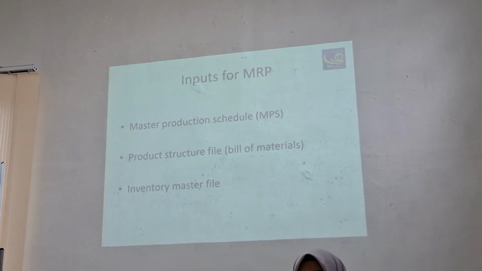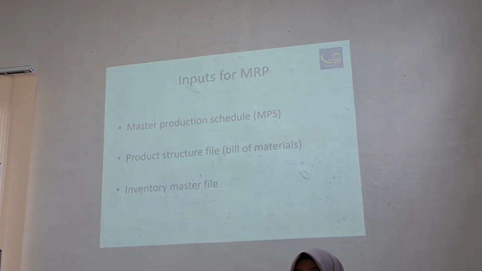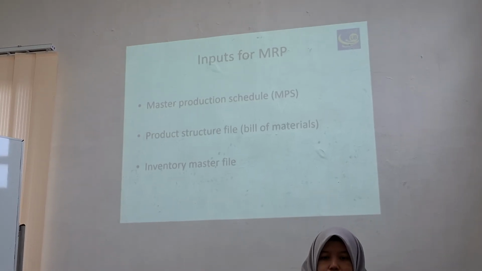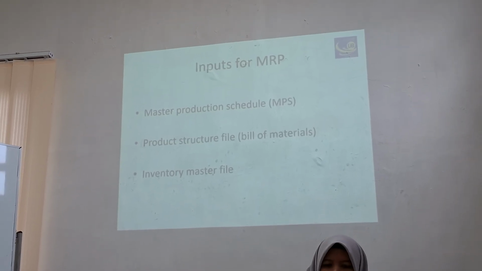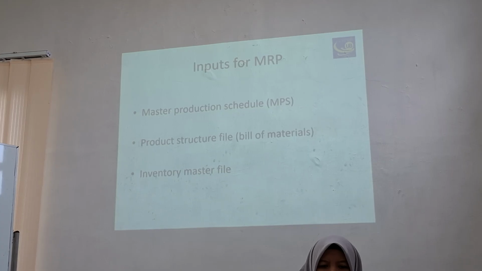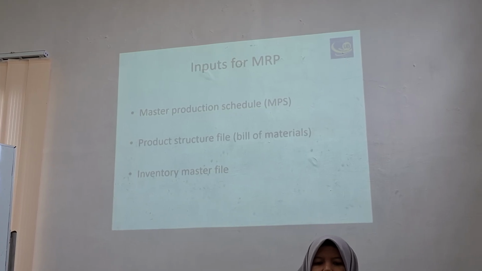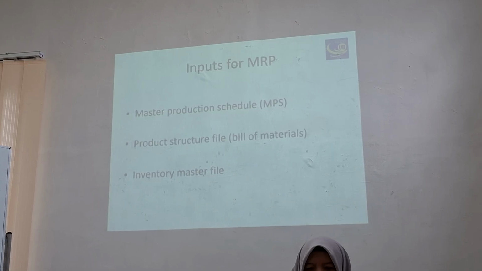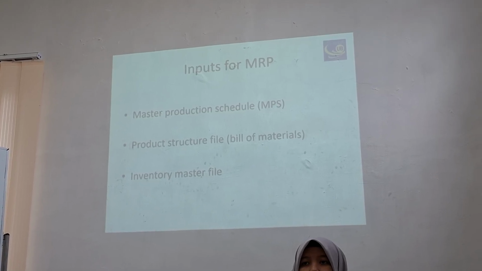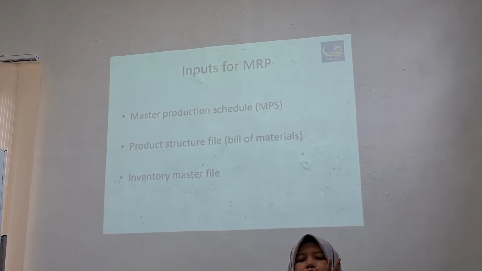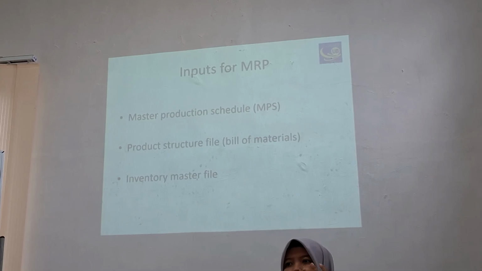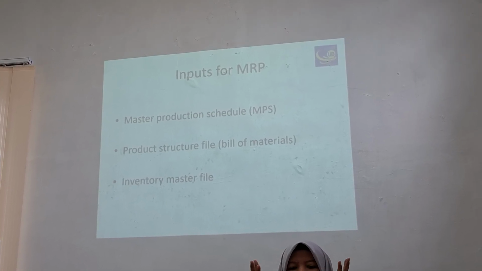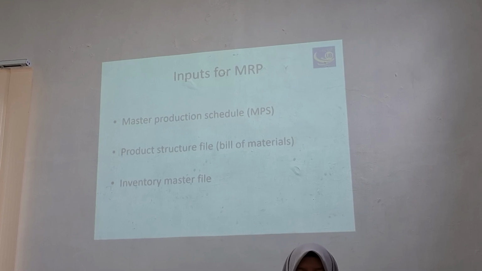All bill of material, or you can see complete, for the dependent product. And the last, it needs information about the inventory master file. The inventory master file contains information about the quantity of safety stock needed in the warehouse, to anticipate uncertainty about the demand.